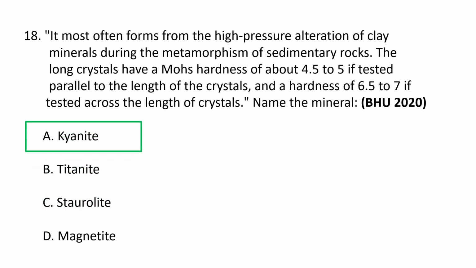Kyanite. Kyanite has a varying hardness. So that means parallel to the length of the crystals, its hardness is about 4.5, and if the mineral is tested across the length of the crystals, its hardness is 6.5 to 7. So the correct option is A.